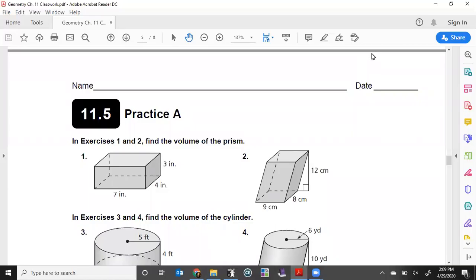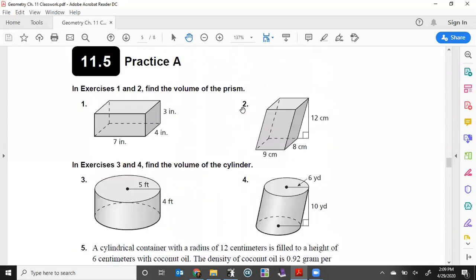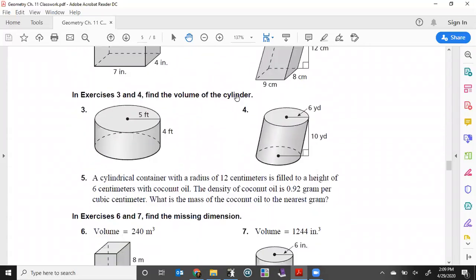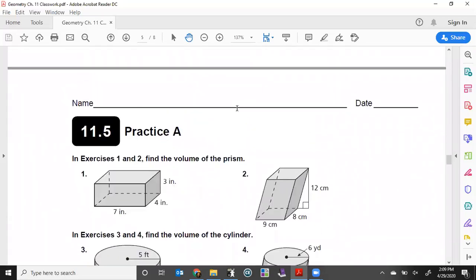Hey guys, we're doing 11.5 today. This one should be a pretty quick and easy section because we're using the exact same formula for all of these. Okay, I'll write it out.